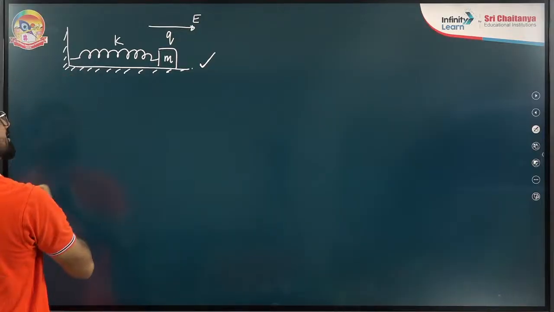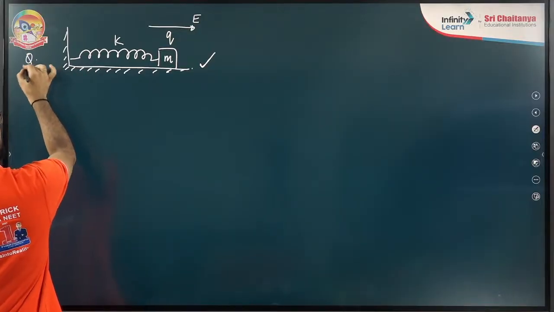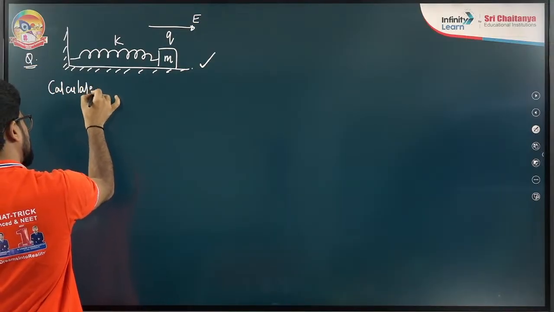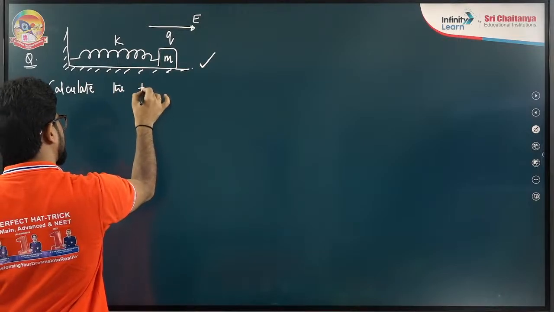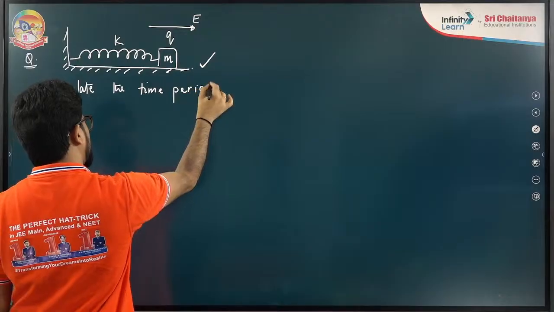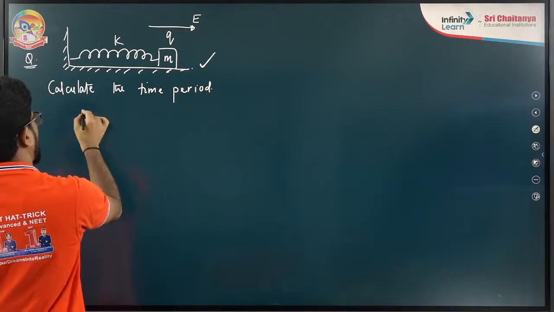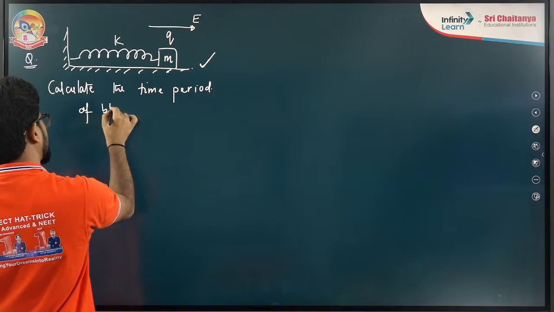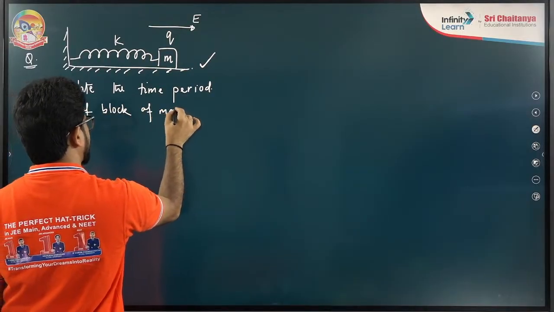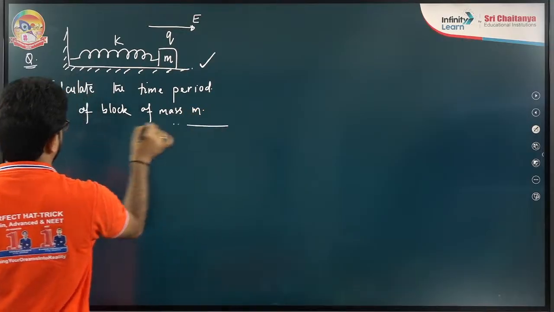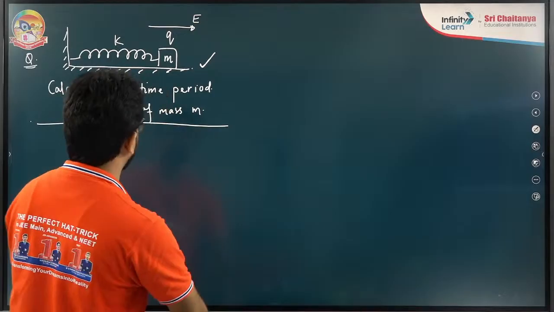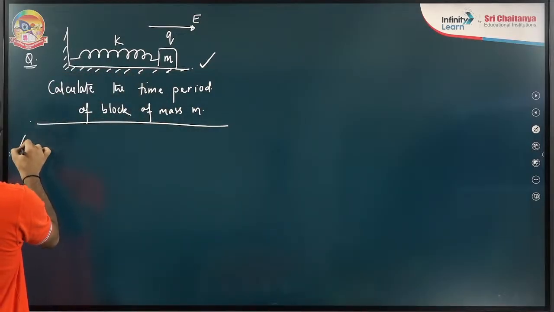Again, first you have to understand this question. The question is: calculate the time period of a block of mass m. This is the question we want to solve. But before solving this question, we have to understand something. What we have to understand, beta?